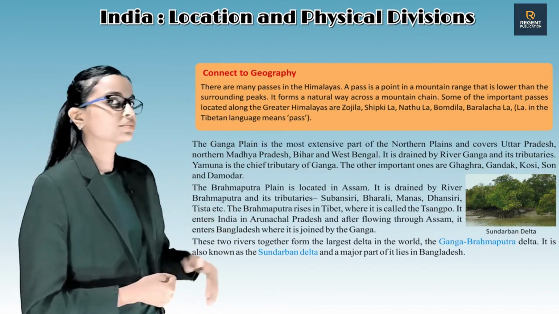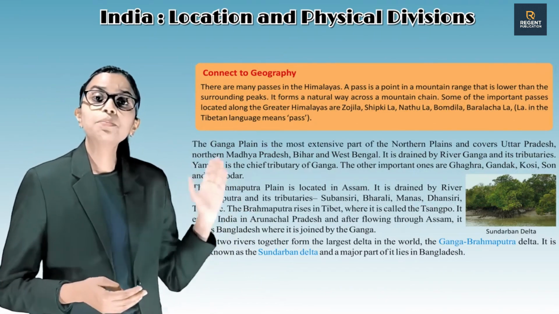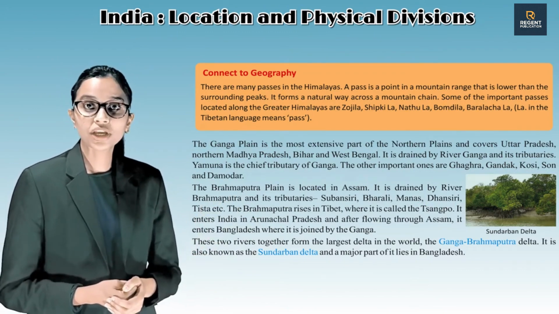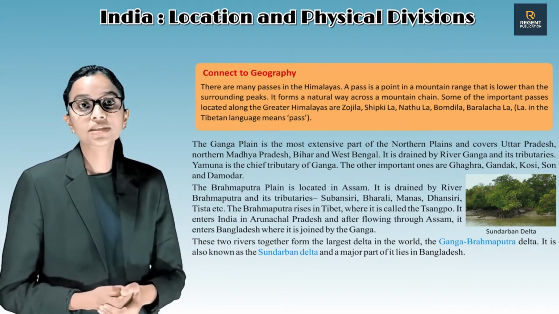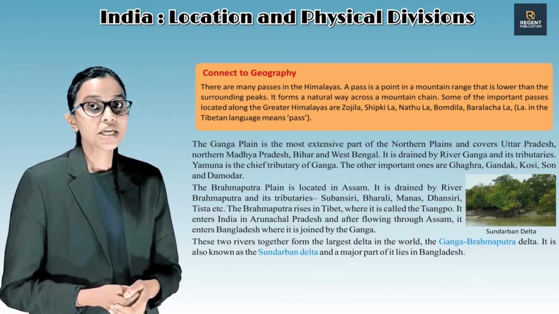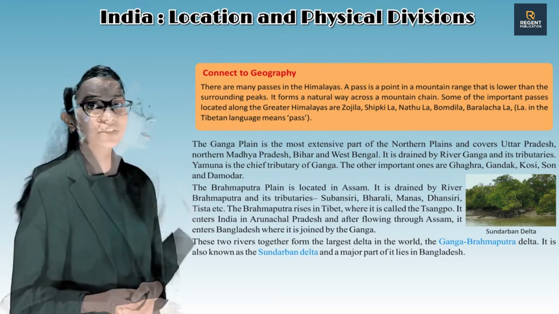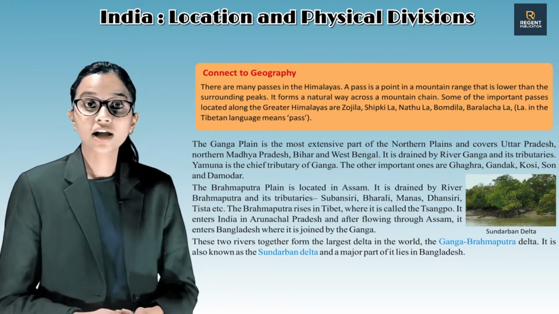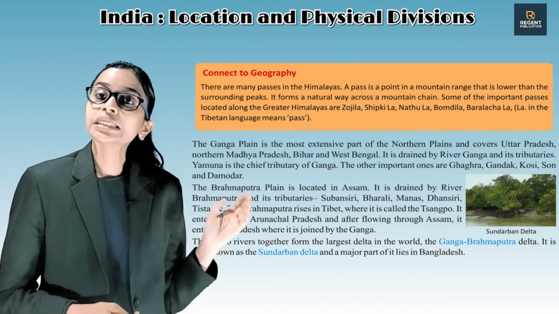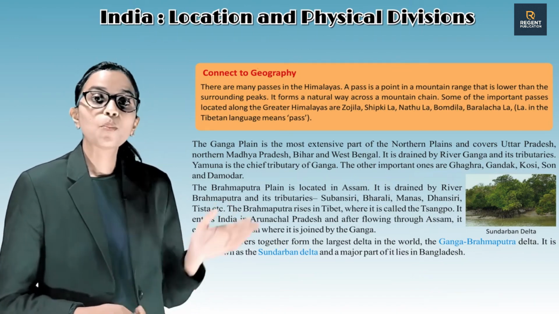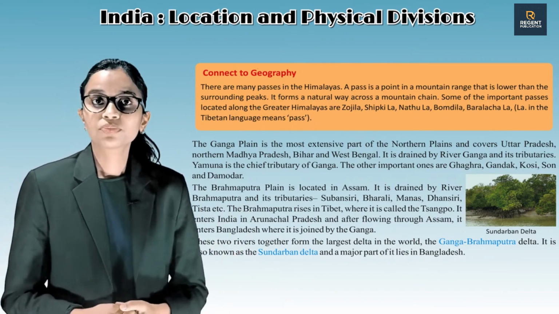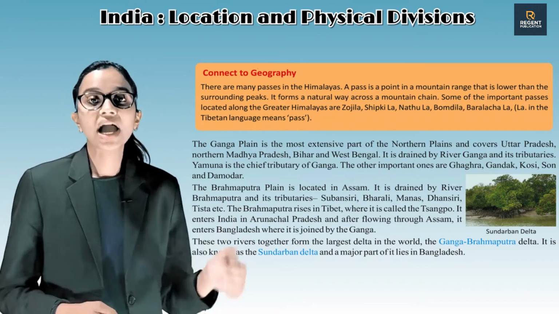Connect to geography. There are many passes in the Himalayas. A pass is a point in a mountain range that is lower than the surrounding peaks. It forms a natural way across a mountain chain. Some of the important passes located along the Greater Himalayas are Zojila, Shipkila, Nathula, Bomdila, Baralacha La. La in the Tibetan language means pass.